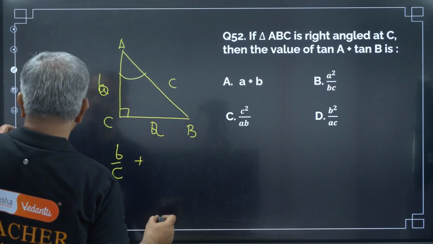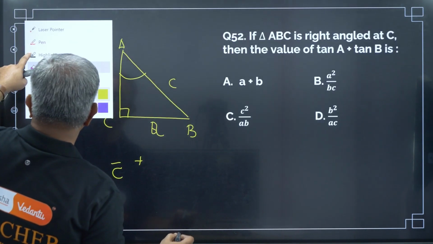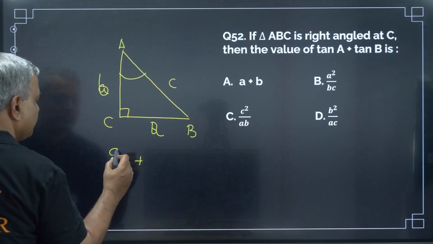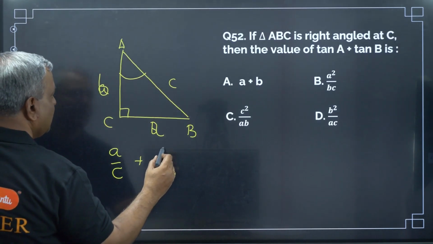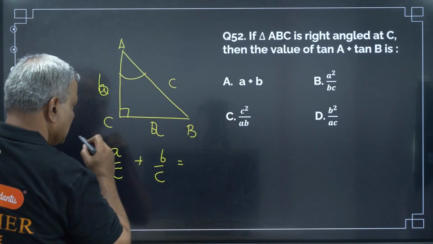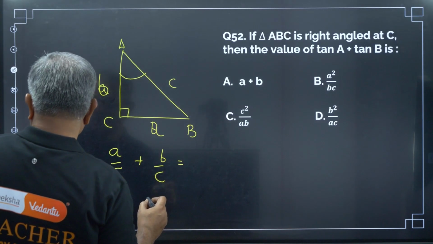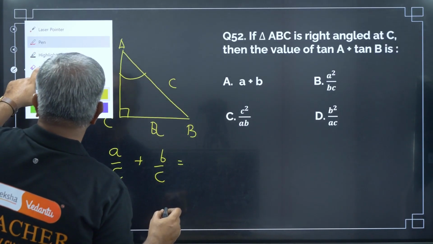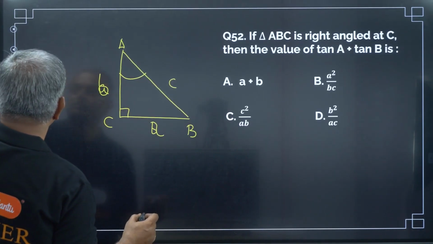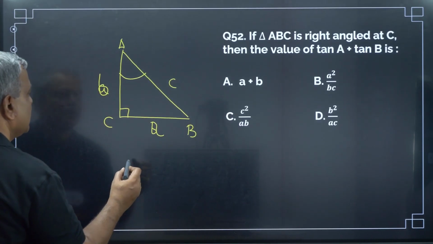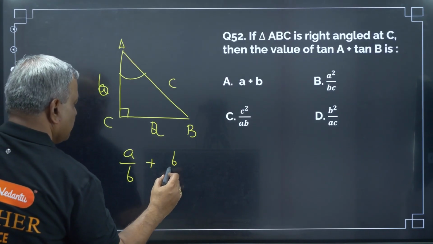Tan A will be A by C. This is opposite, this is perpendicular, hypotenuse, and tan B will be B by C. Tan B will be... I did it wrong, sorry. I'll erase. Tan A will be A by B. Tan B will be B by A.